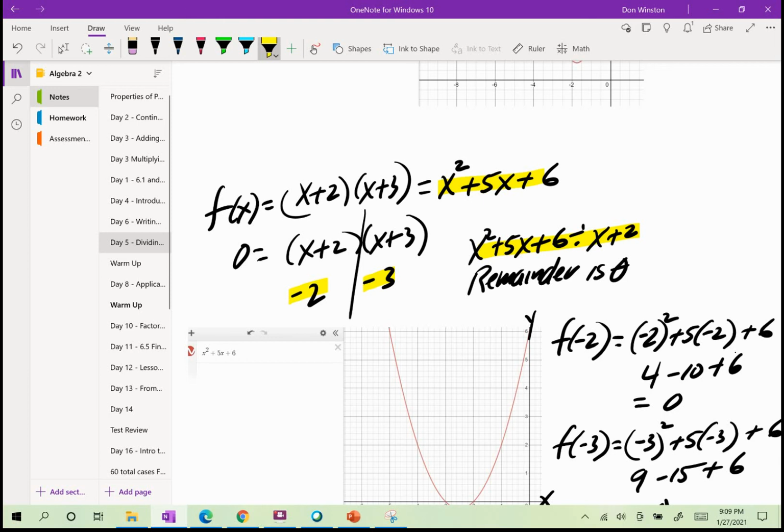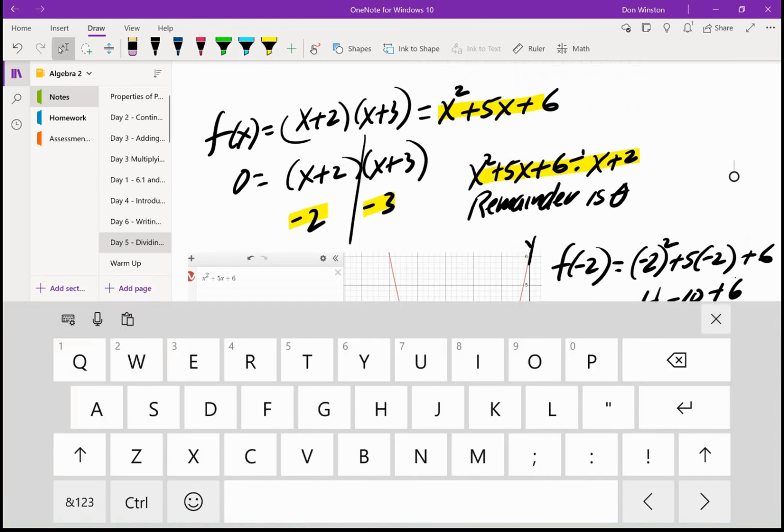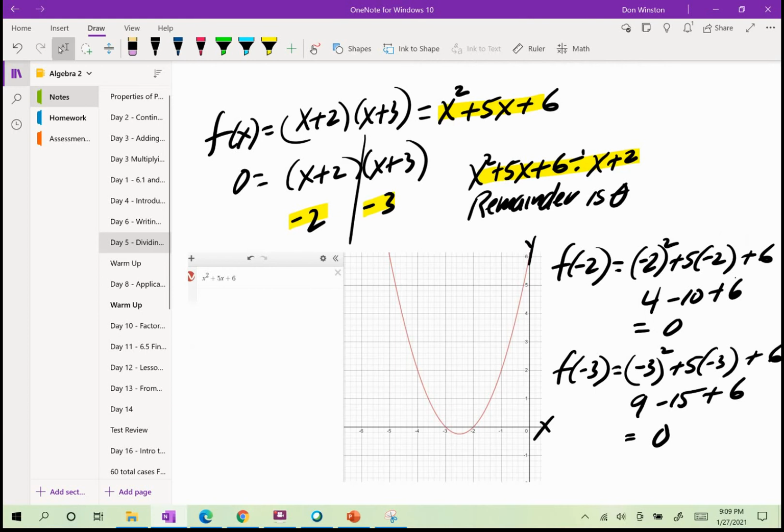Well, we know that x plus 2 is a factor of x squared plus 5x plus 6. Now, if I graph x squared plus 5x plus 6, I'll see that I do have zeros of negative 3 and negative 2.